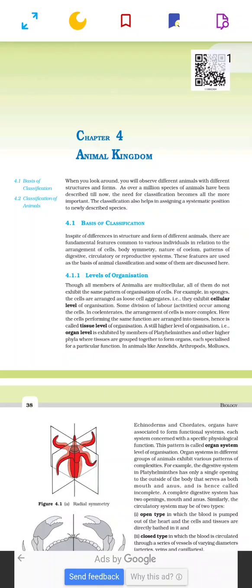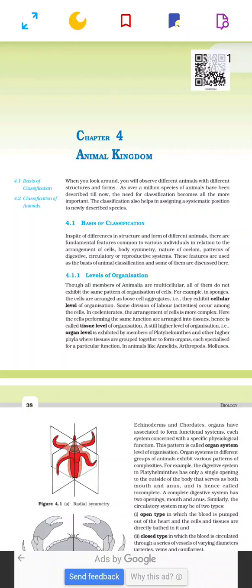Basis of classification. In spite of differences in structure and forms of different animals, there are fundamental features common to various individuals in relation to the arrangement of cells, body symmetry, nature of coelom, patterns of digestive, circulatory, and reproductive system. These features are used as the basis of animal classification, and some of them are discussed here.